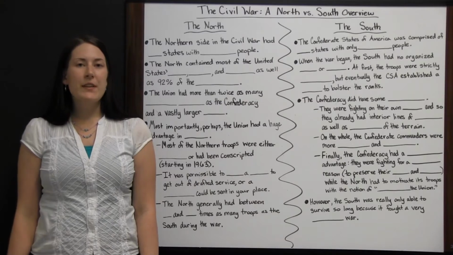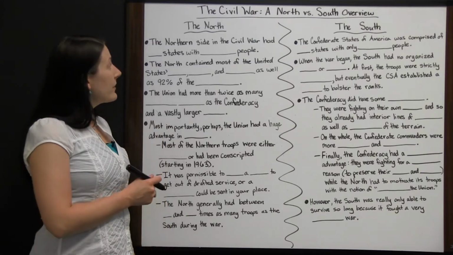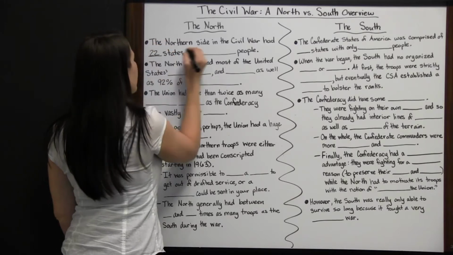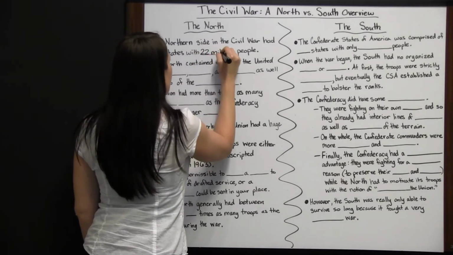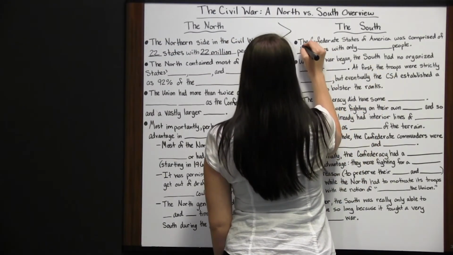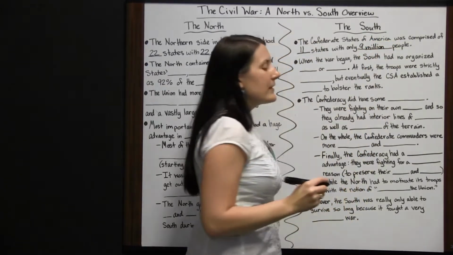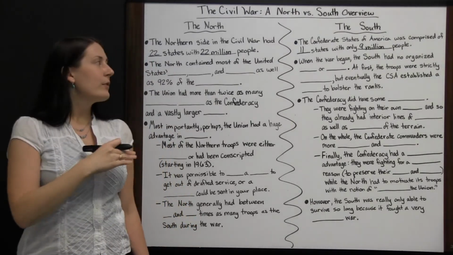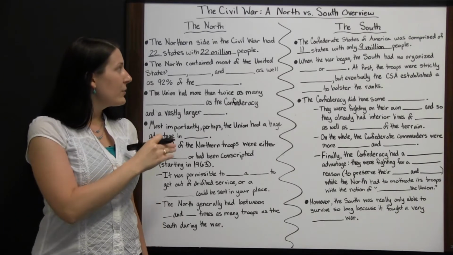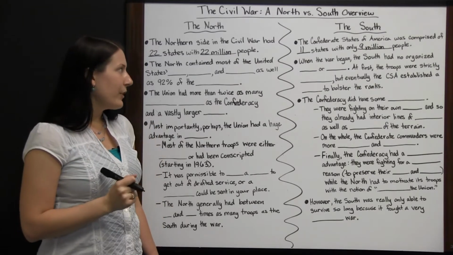There were many differences between the North and the South that affected the outcome of the Civil War. The northern side in the Civil War had 22 states with 22 million people. The Confederate States of America was comprised of 11 states with only 9 million people. So if you're just looking at numbers alone, the North has over twice as many people and exactly twice as many states. So the North did greatly outnumber the South as far as state and population numbers go.